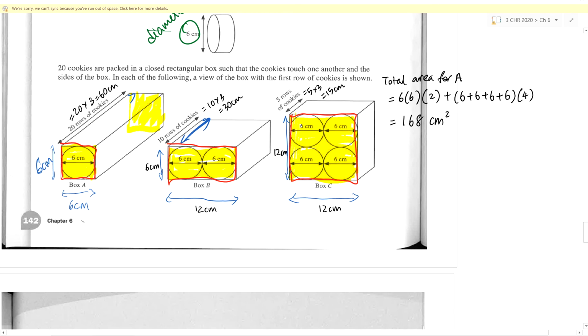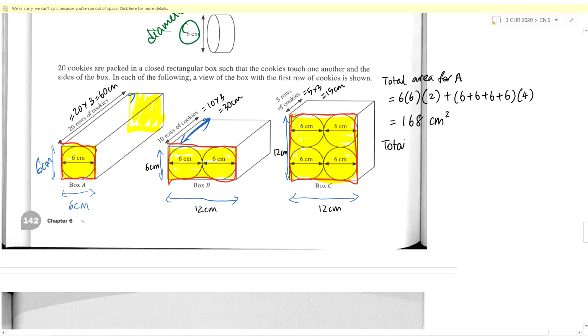Okay, I give you some time to check whether you have the same surface area as me. You have it? Okay, leave some space over here because later on we are going to convert it to square meters, and I want to do everything at the same time.